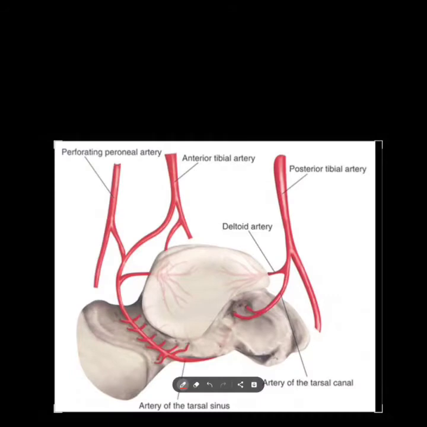Talus is supplied by three main arteries: posterior tibial artery, anterior tibial artery and peroneal artery. Peroneal artery and anterior tibial artery both supply the head and neck. Posterior tibial artery gives two branches, deltoid branch and artery of tarsal canal. Artery of tarsal canal supplies the major portion of the talus.